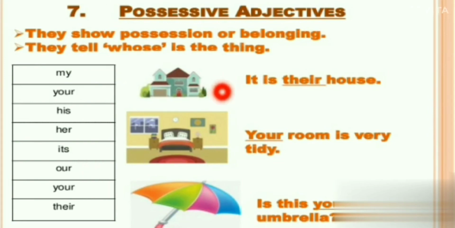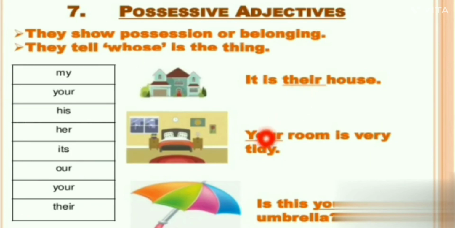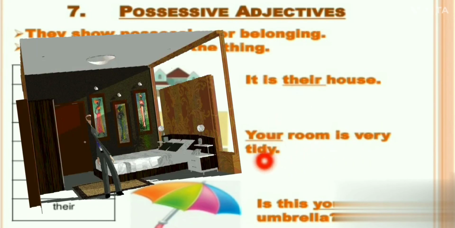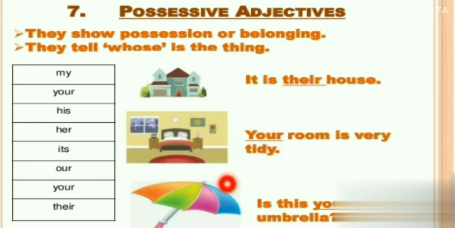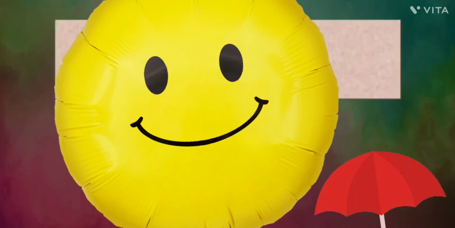Example sentences. It is their house. House is a noun modified by their. So their is an adjective and definitely it shows possession, so it is possessive adjective. Your room is very tidy. Your, again a possession modifying room. Next example. Is this your umbrella? Now umbrella is a noun modified by your, which is a possessive adjective.